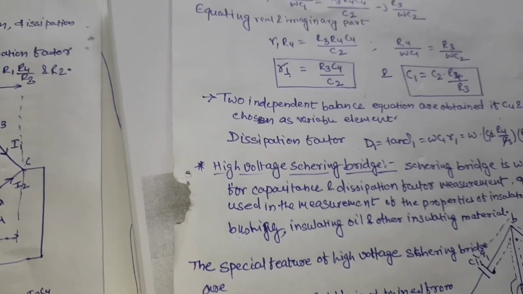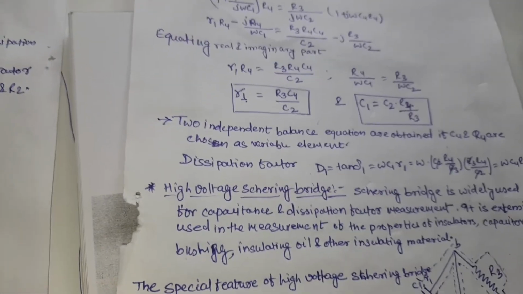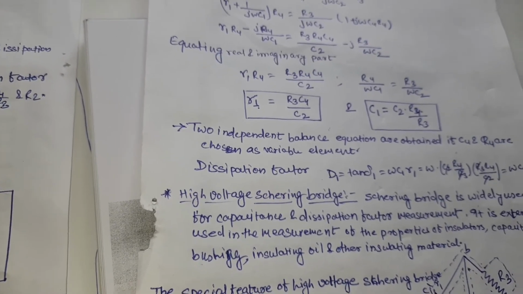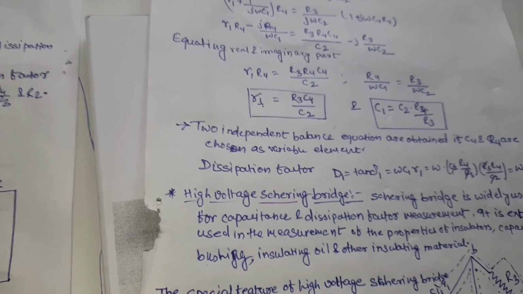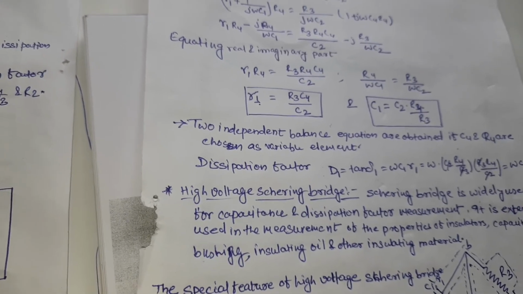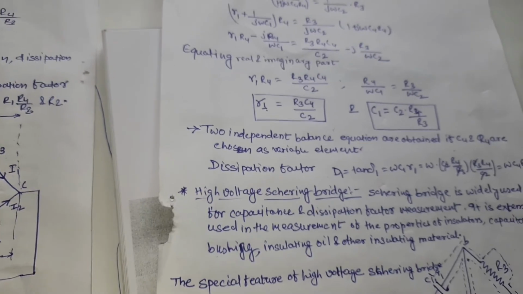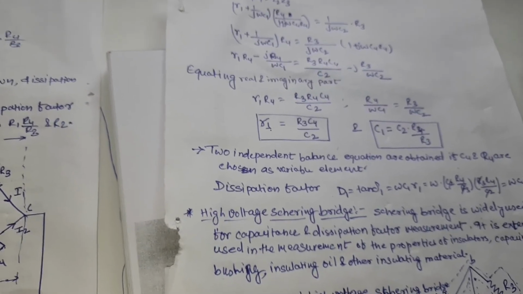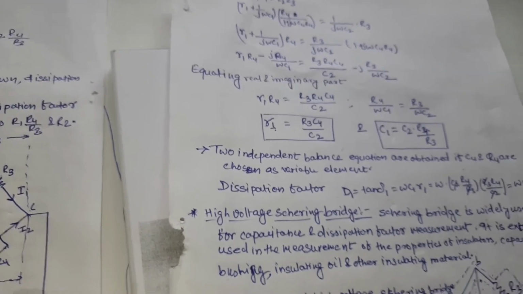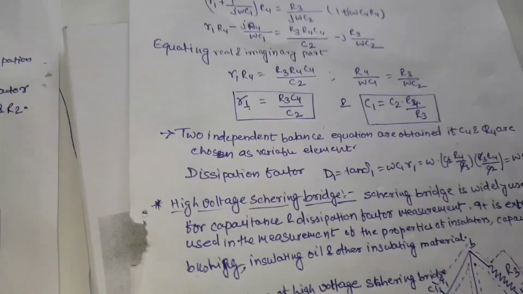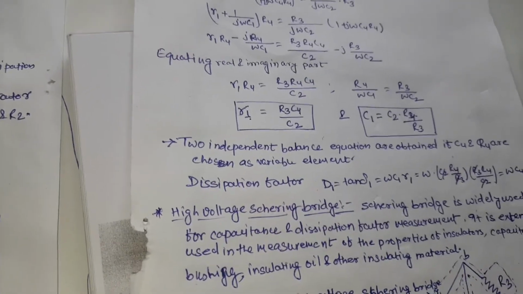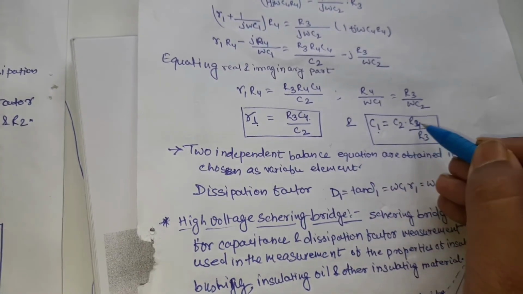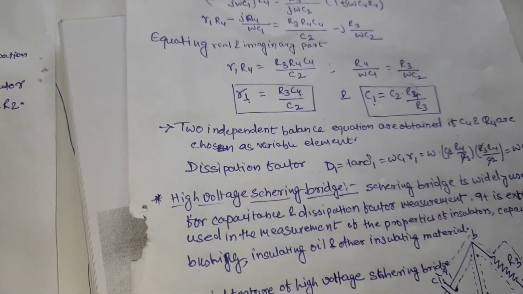The dissipation factor is equal to omega into C4 into R4. It depends on the value of the standard capacitor C4 and the standard resistance R4. In this way we can measure the dissipation factor, and the advantage of the Schering bridge is that the expressions of R1 and C1 are independent of each other. That means R1 you get by varying C4 and C1 is obtained by varying R4.